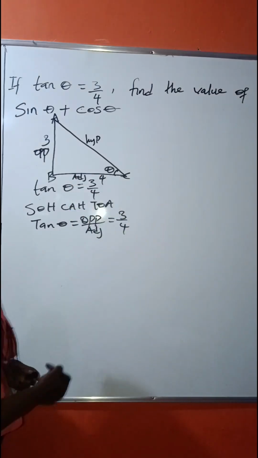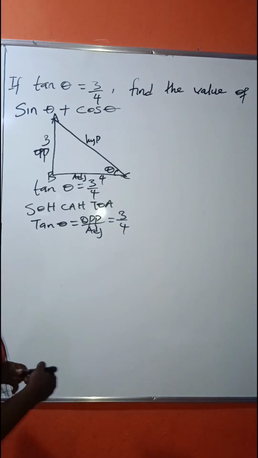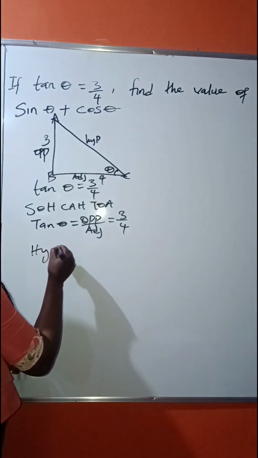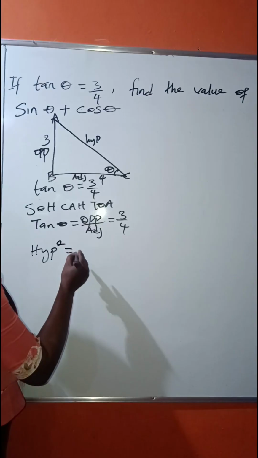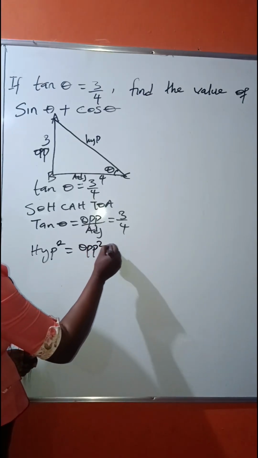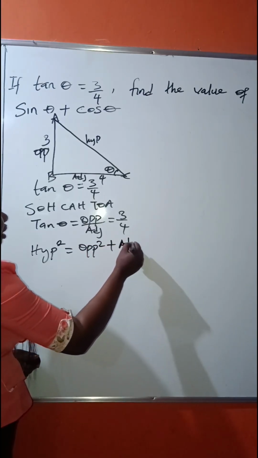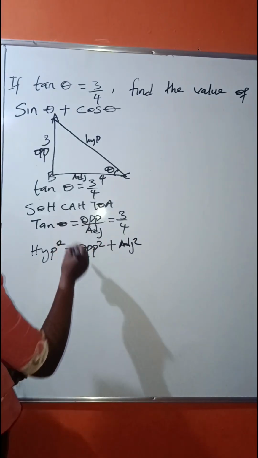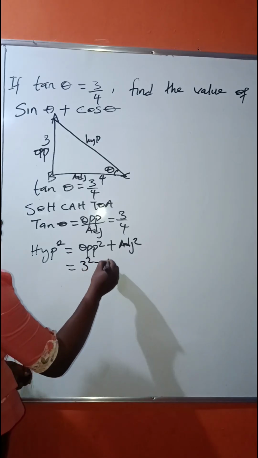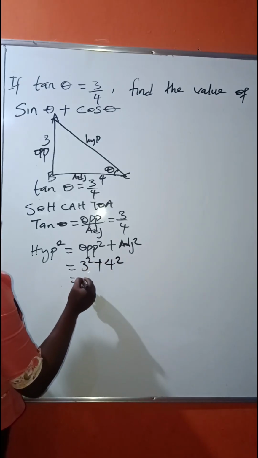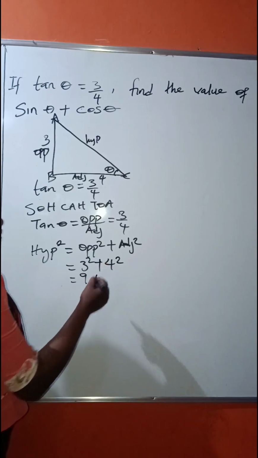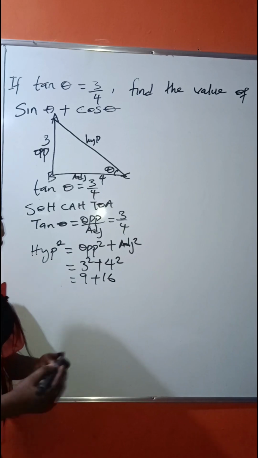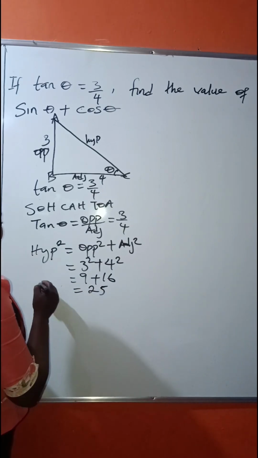Okay, so how do we solve for the hypotenuse? You remember the Pythagoras theorem, which says the square of the hypotenuse equals the square of the opposite plus the square of the adjacent. So the hypotenuse squared equals opposite squared, that's 3 squared, plus adjacent squared, which is 4 squared. This is 3 multiplied by 3, which will give us 9, and 4 multiplied by 4 will give us 16. So what is 9 plus 16? 9 plus 16 will give us 25.